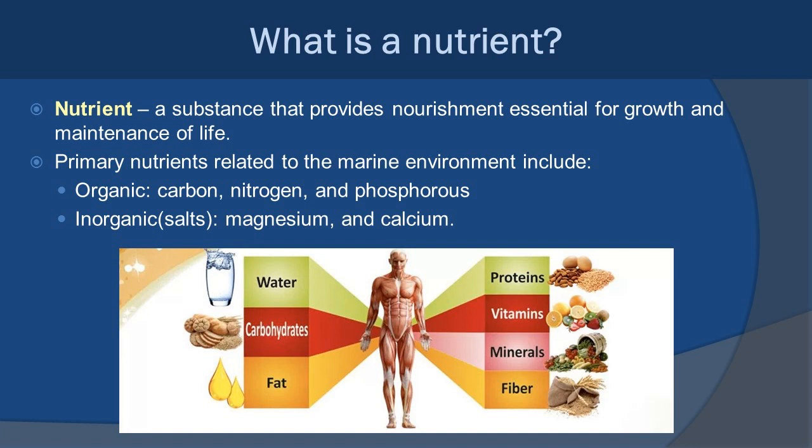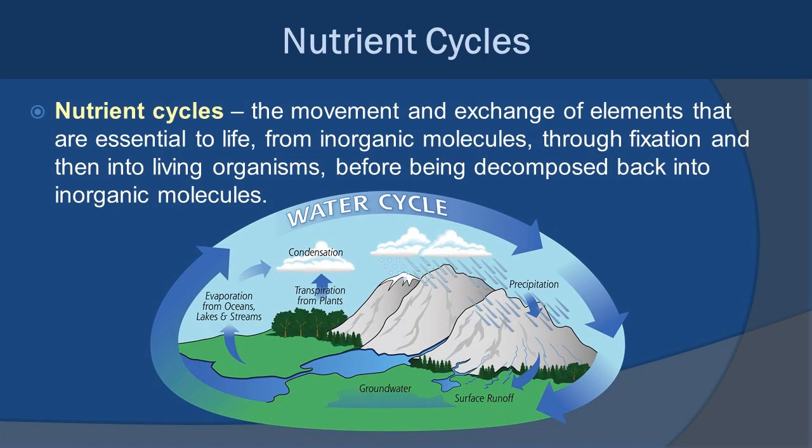Now, we can split nutrients up into organic versus inorganic. Organic would be carbon, nitrogen, phosphorus, which we're going to talk a lot about today. Inorganic would be salts, which also include things like magnesium and calcium. So when we talk about nutrient cycles themselves, we're talking about the movement of these nutrients through the ecosystem, usually dealing with exchanges between organic and inorganic forms. And this is through both fixation processes and, of course, decomposition and release back into inorganic molecules. The water cycle is actually pretty important here simply because it tends to be the vehicle in which a lot of these nutrients flow through the system.